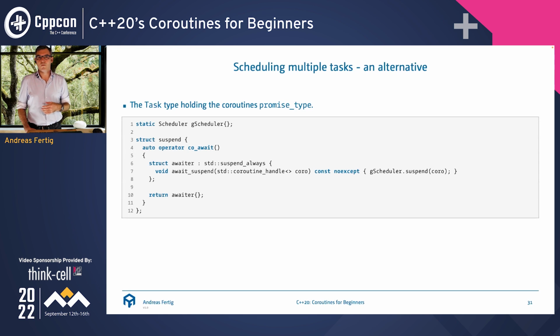And you can see the same pattern as before. I'm creating myself the struct awaiter in line number 6, and it derives once again from suspend_always. This time it's even simpler because there's the global object. I don't need to store a reference inside this awaiter struct. So all I have to do is to override the await_suspend function from suspend_always, saying, yes, I take this coroutine handle, and I'm calling gscheduler.suspend with that, passing the coroutine handle there. And I'm done, right? That's nice.